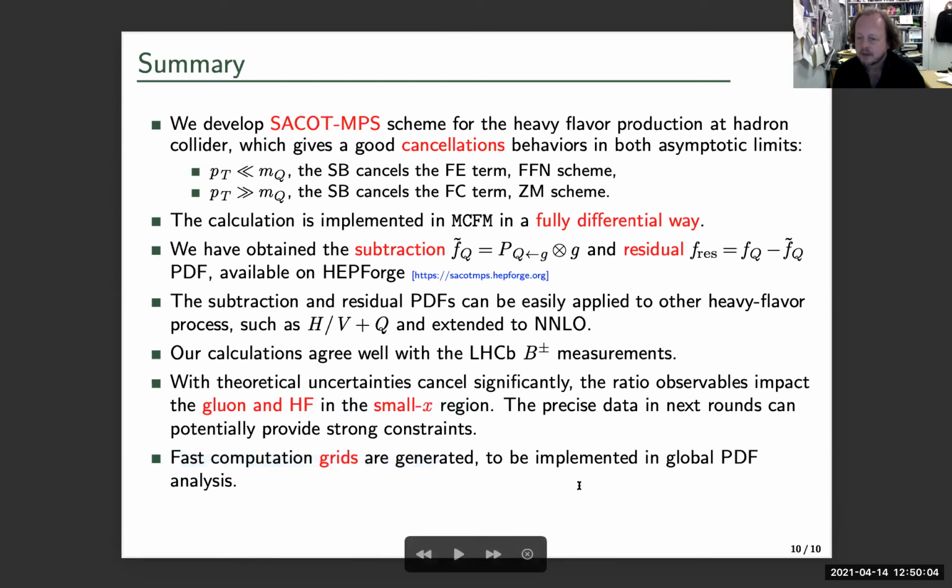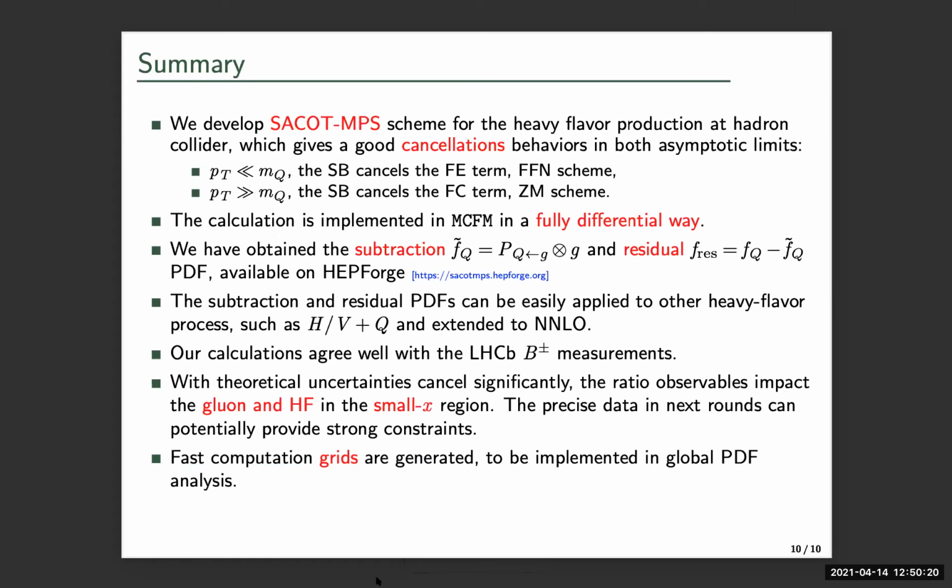Thank you, Keping, for this very nice talk. Again, if people have questions, use the raise hand function in Zoom or write your question in the chat box. I see Hanu, you have a question.